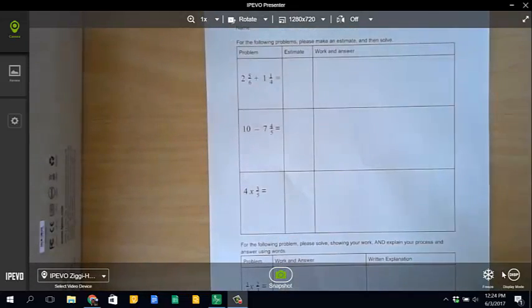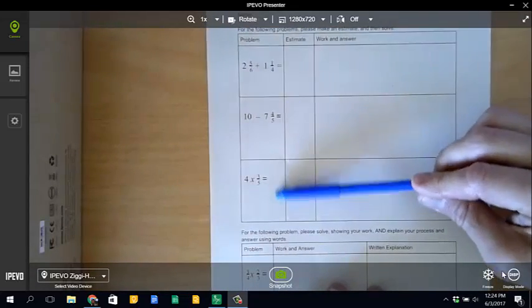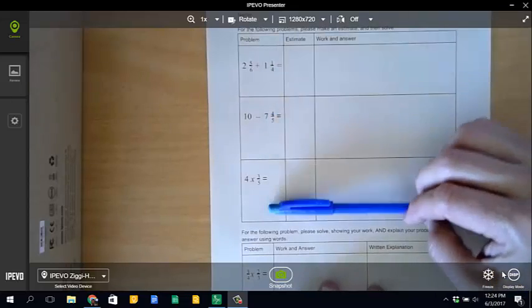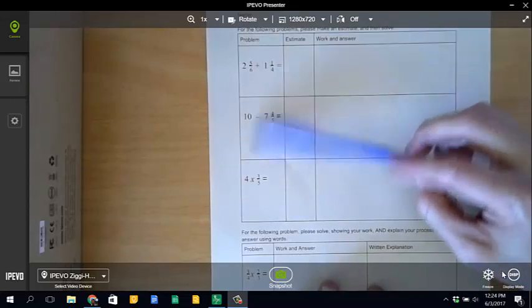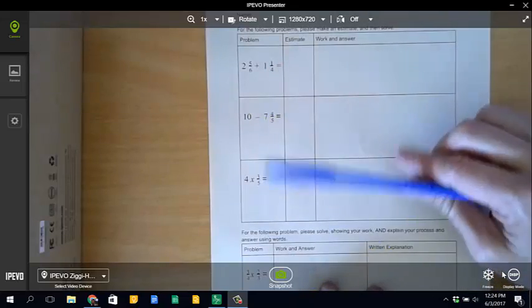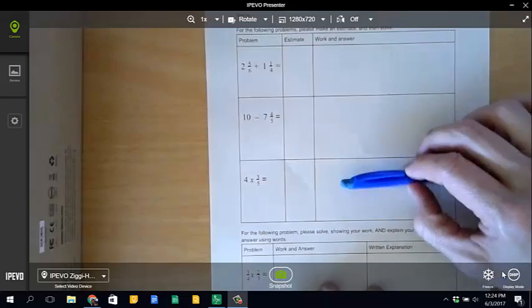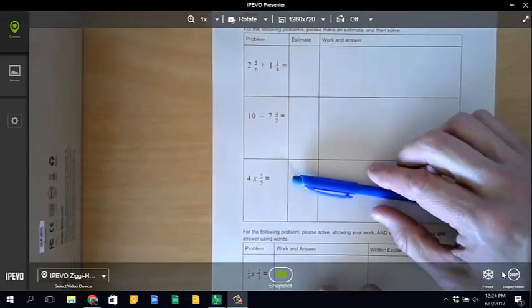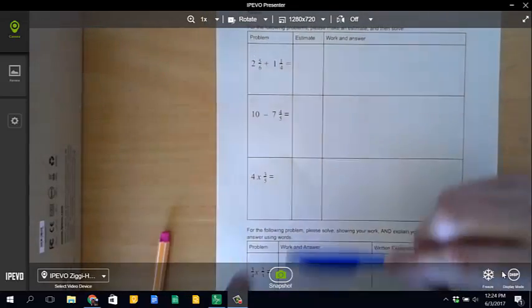So the very first three problems are just some mixed numbers with either adding, subtracting, or multiplying a fraction. They ask you to do an estimate for each and then to show some work and answer. I'm going to do the estimates first all the way through and kind of talk about that.